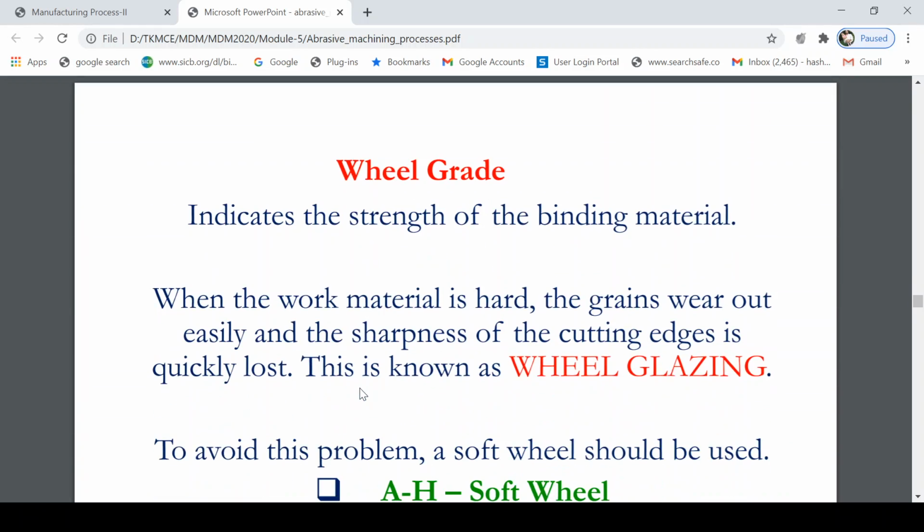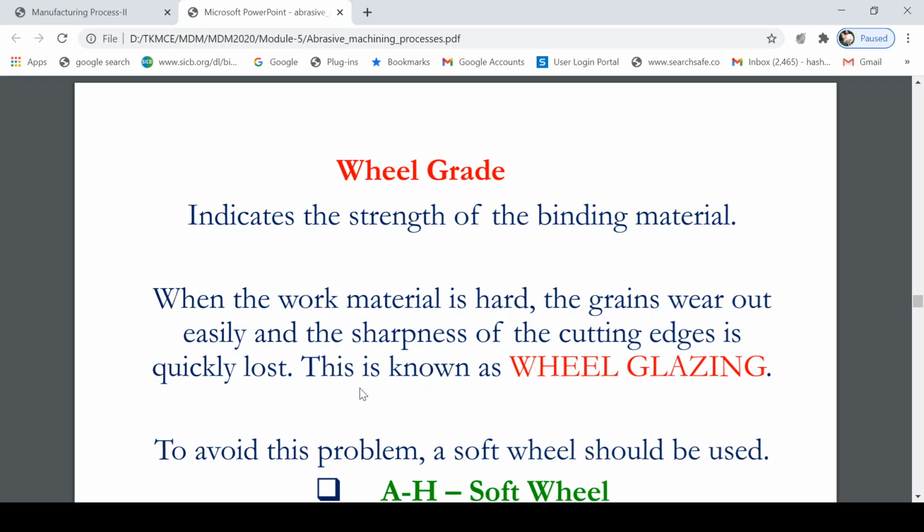Another important parameter is the wheel grade. It indicates the strength of the binding material. Wheel grade is actually the strength of the binding material. Normally, the ingredients of the grinding wheel are the abrasive particles and binding material. This binding material is actually the bonding.